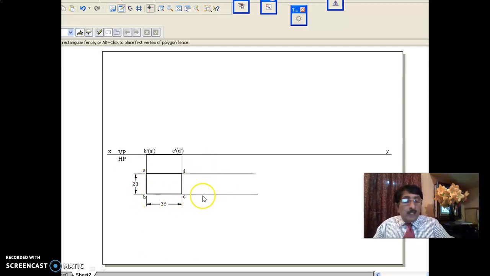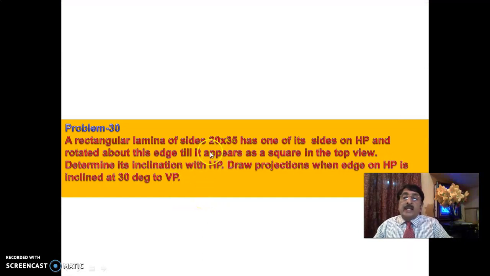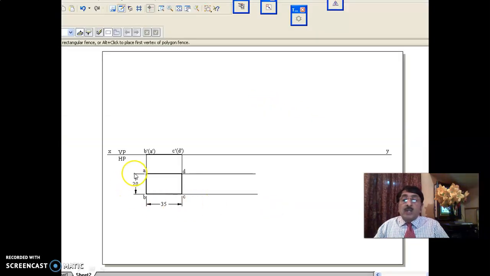That is why in these problems, when they say a rectangular lamina of size 20 by 35 has one of its sides on HP and rotated about this edge till it appears as a square in the top view, it means compulsorily you see that it is brought to the shorter edge position. That is, the shorter edge should be perpendicular to XY line. Is it okay, all of you? The shorter edge should be perpendicular to XY line. 20 by 35 you do.